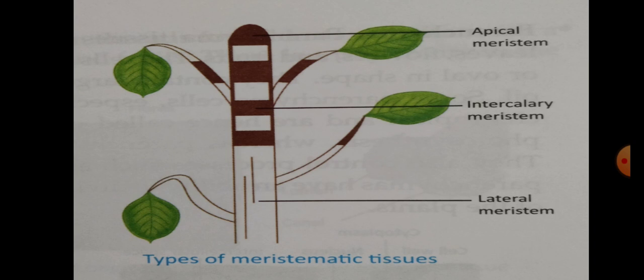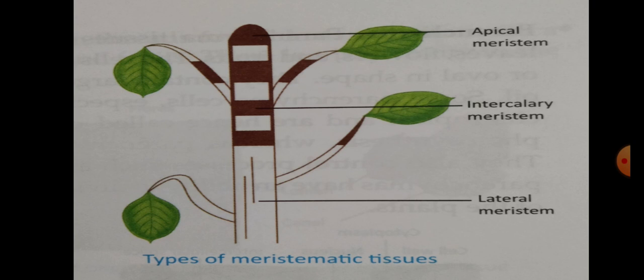So let us see once more the types of meristematic tissue. The first meristematic tissue is the apical meristem. These meristematic tissues are classified on the basis of their position or location. So the first one, in meristematic tissue, is the apical meristem.